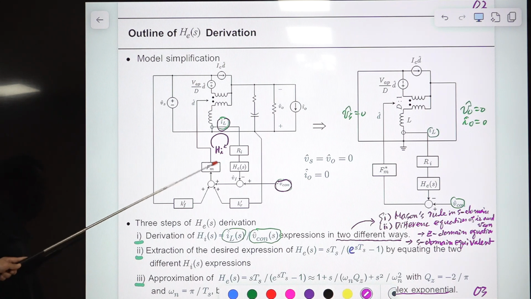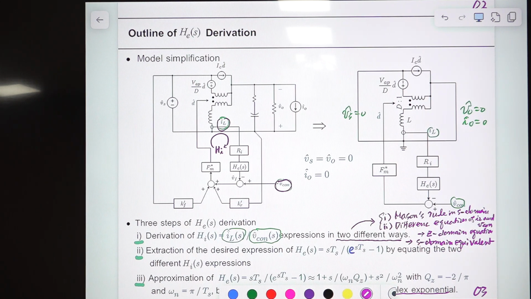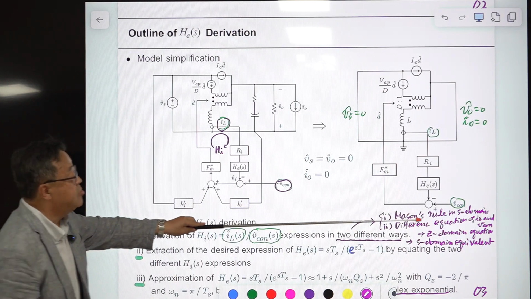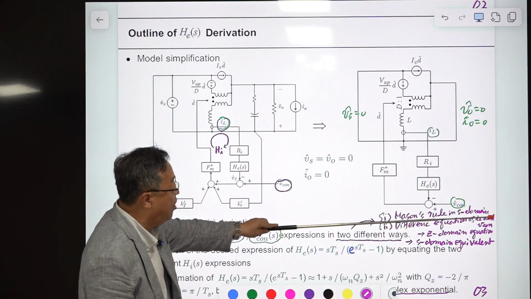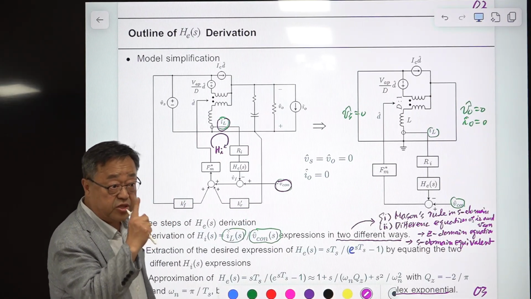Okay, we'll do that later. So just apply Mason's gain rule to this block diagram representation. Then you have the first expression in the S domain. This one is the S domain, everything is S. So you first use Mason's gain rule in the S domain to get the first expression.